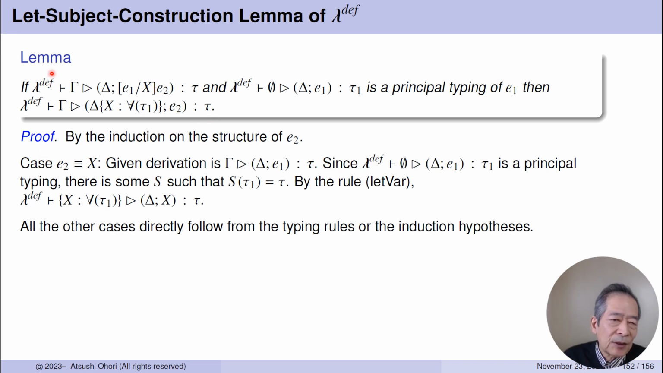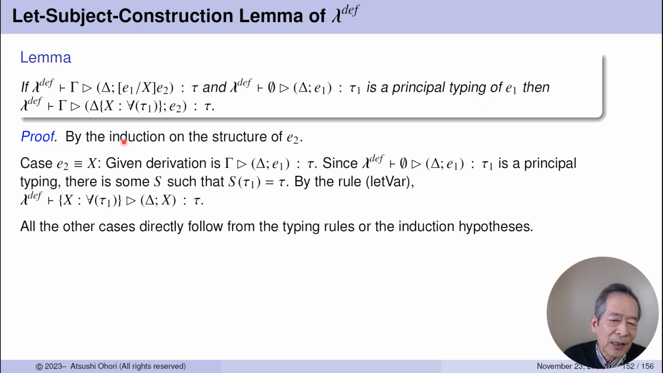Right? This lemma is actually not so complicated, intuitively clear. That is the power of principal typing. A principal typing can be instantiated to any typing, right? Any occurrence of E1. That is the intuitive idea. You only need to write down that property, right?